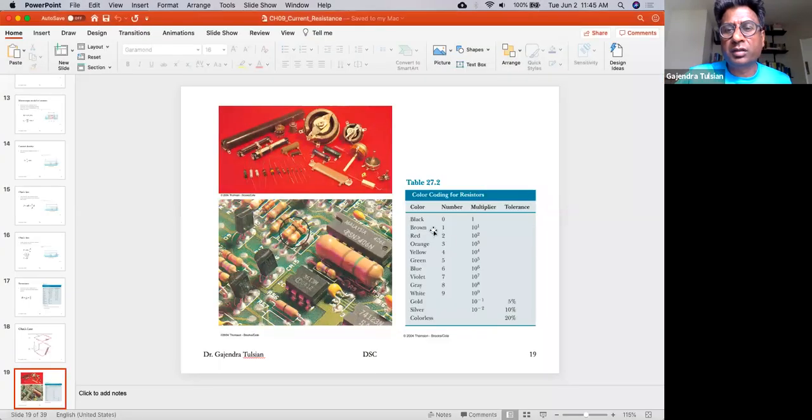So here is, again, brown, the number associated with brown is 1, green is 5, and again, the last one is brown. So 15 times 10 to the 1. For instance, red, black, brown would be, red is 2, black is 0, 20 times 10 to the power 1. So 200 ohms. These are 200 ohms. This is 150 ohms. Anyway, that's how you read them.